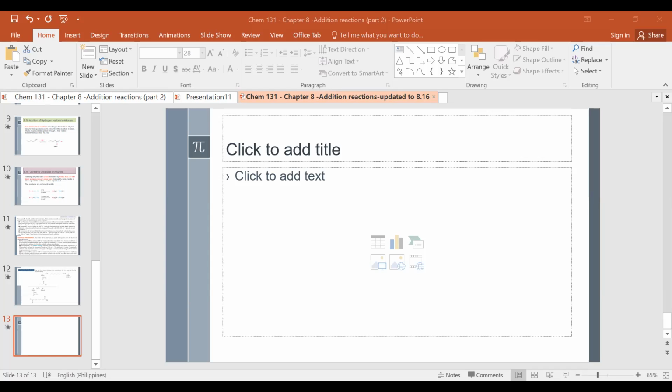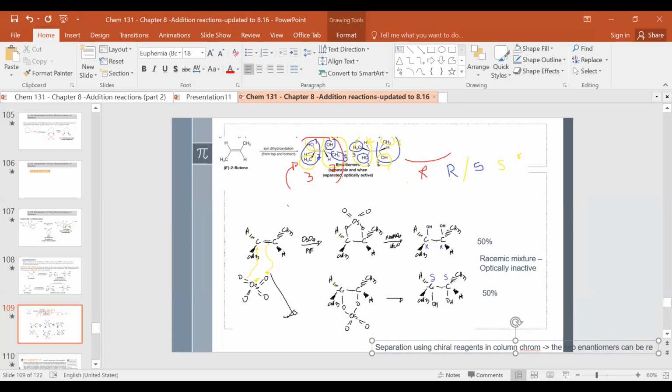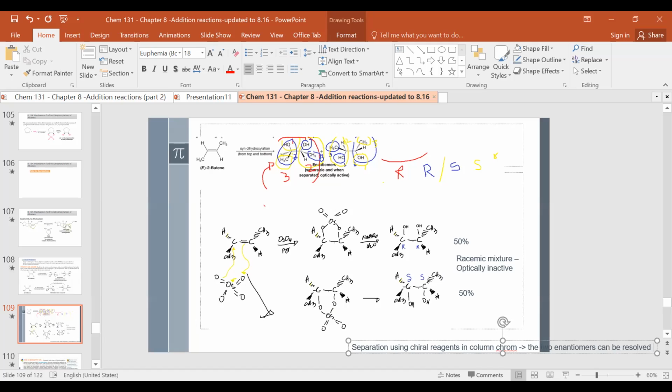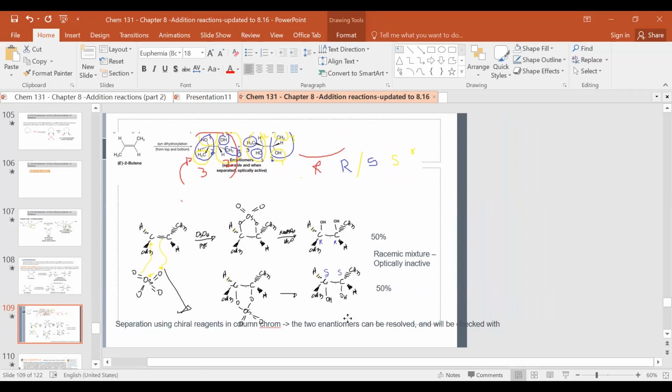Again, of course, further separation. You'll have separation using chiral reagents in column chromatography, so they can be resolved. The two enantiomers can be resolved, and will be checked with the optical instrument.